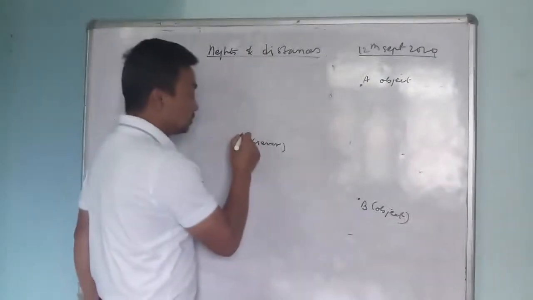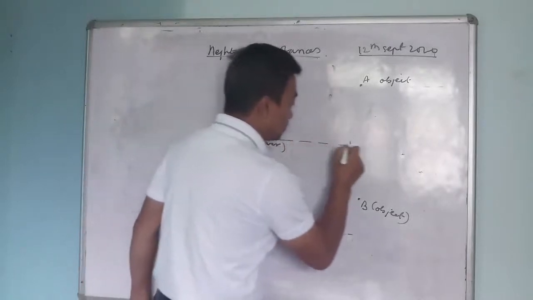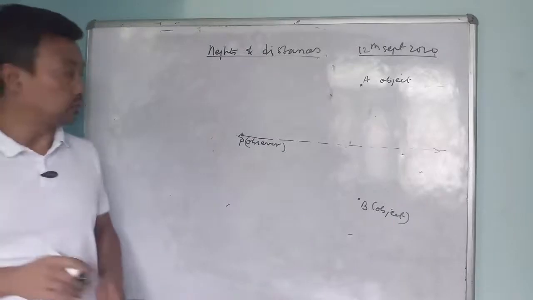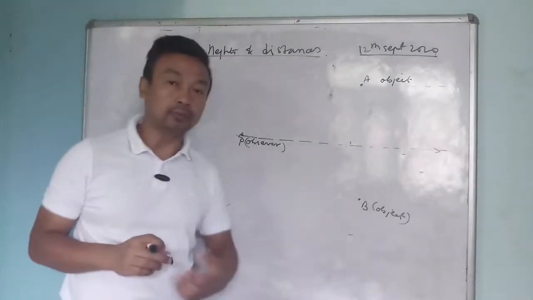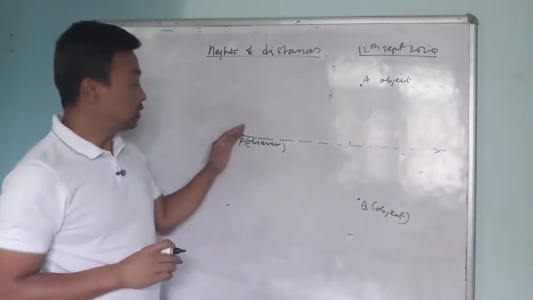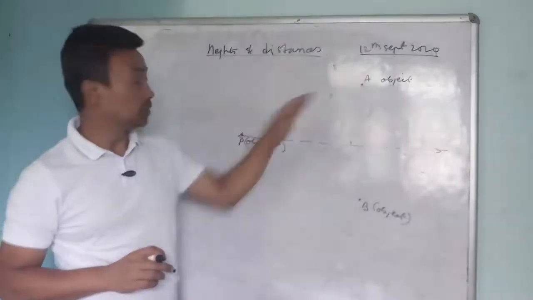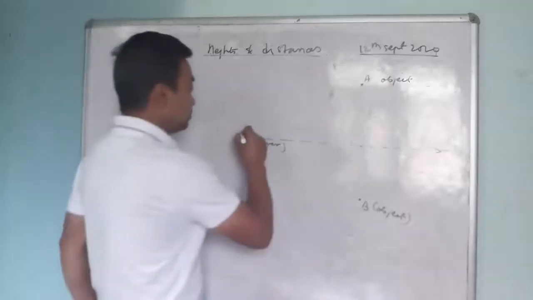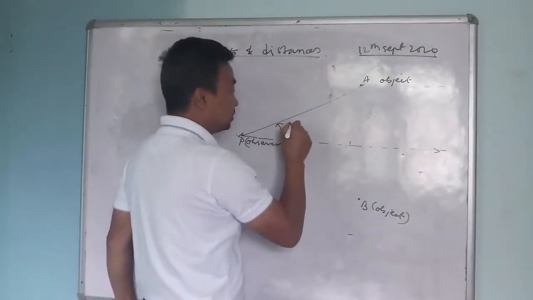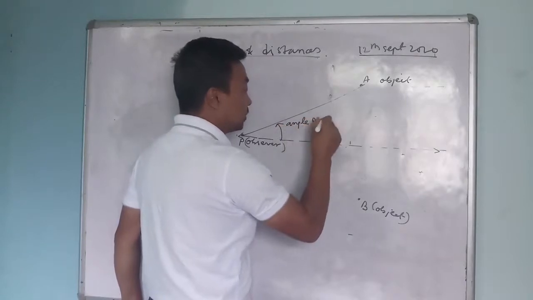Now the first thing is, from the observer you have to always draw one horizontal line, because this horizontal line will be the base or the foundation on which the angle is made. So the angle is made on the basis of this line. When you observe the object that is above the observer, you go up and the angle is made here. So this angle is called the angle of elevation.